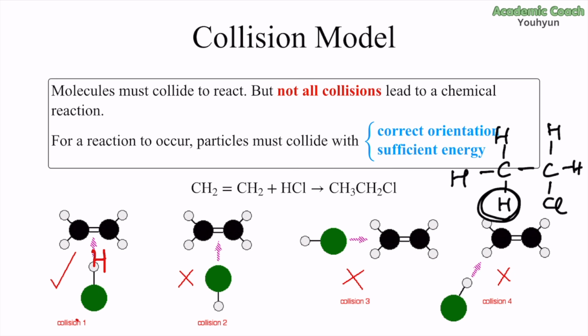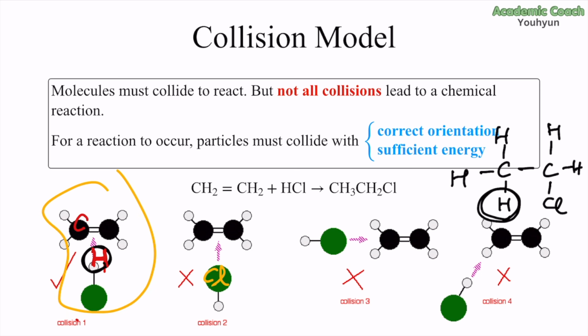So this hydrogen is the one that's attacking that carbon-carbon double bond. Only this orientation will make sure that there will be a new bond forming between this carbon atom and this hydrogen atom. For collision 2, now this is the chlorine side that attacks the double bond, and with such orientation, the reaction would not occur. The reaction also doesn't occur if either the chlorine or hydrogen attacks the hydrogen or carbon from the opposite side or the other side. It only happens for a certain orientation.